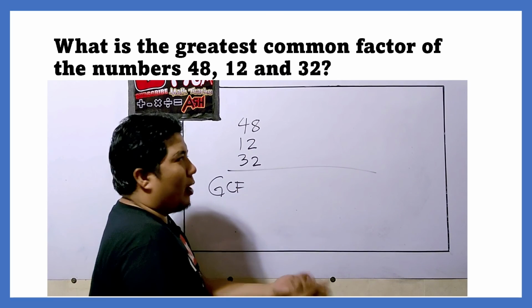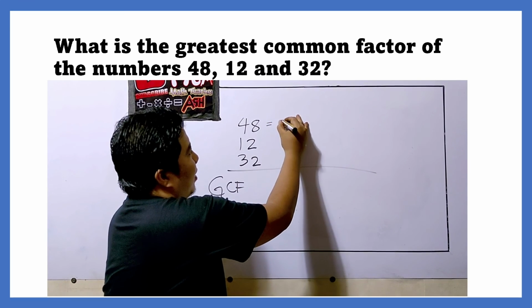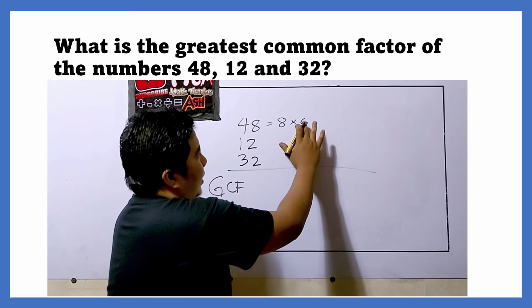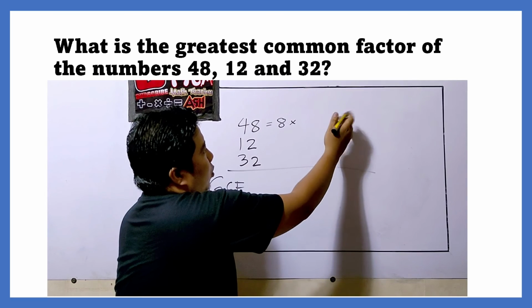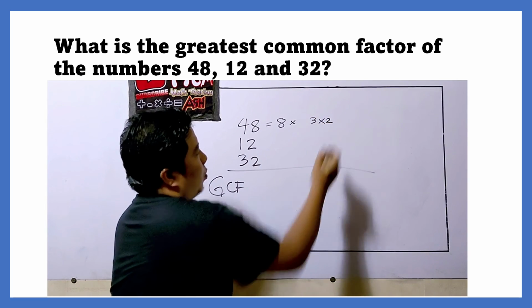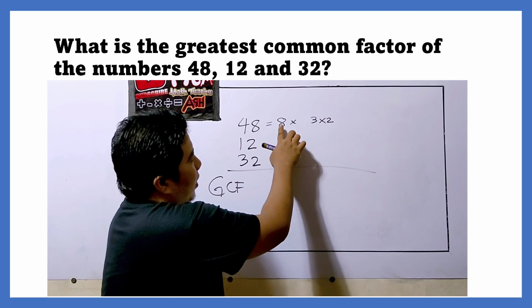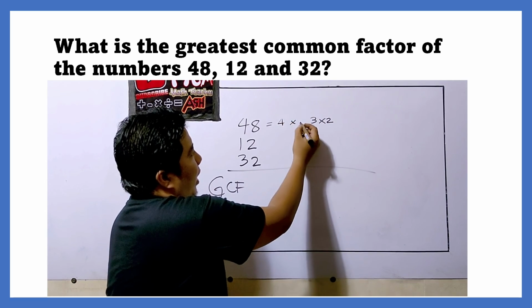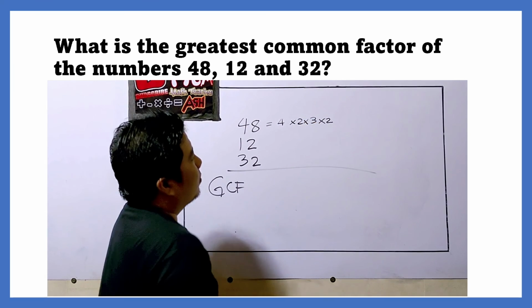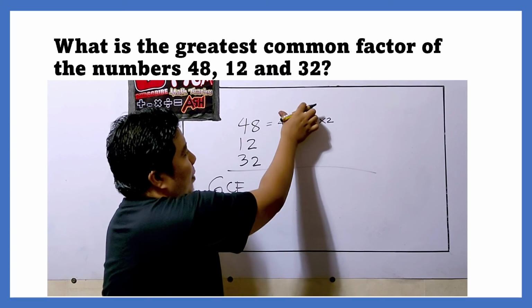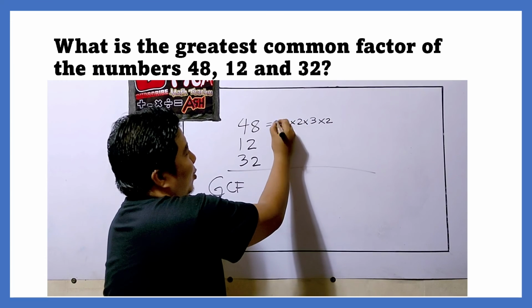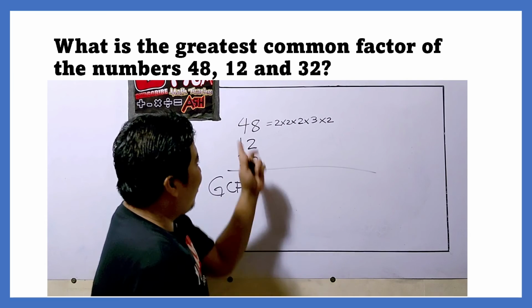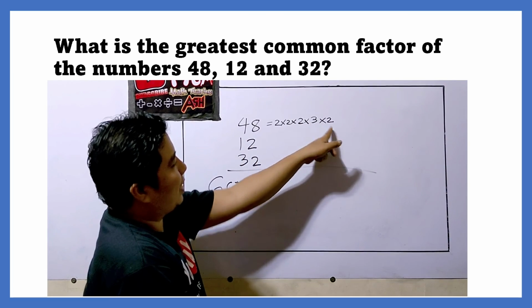Okay, so 48. If we break down 48, we have 8 and 6. However, 6 can be broken down into 3 and 2. But 8 can also be broken down into 4 and 2. Still, 4 can be broken down into 2 and 2. So, therefore, the factors of 48 are 2 times 2 times 2 times 3 times 2.